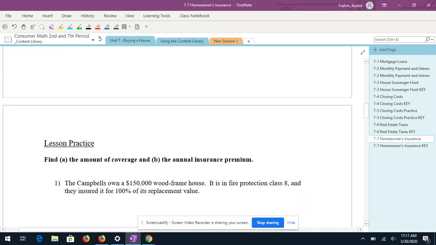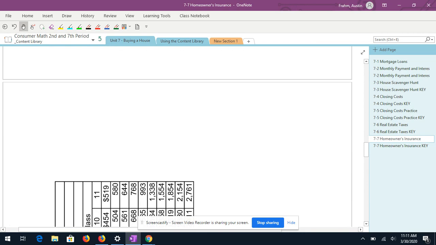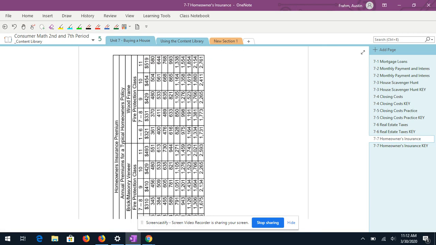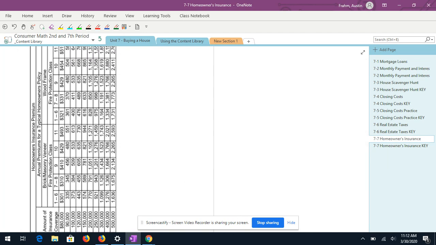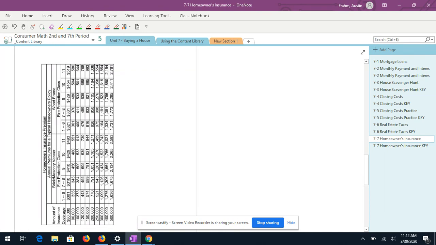So now step 2, we need to find the annual premium. And to do that, we have a new table to use. Now I apologize, the table unfortunately is sideways and I couldn't get it flipped, so you're going to have to kind of turn your head. But if you look, there's 3 things we need to know in order to find our annual premium. We need to know the amount of insurance coverage, which is what we actually just calculated. We need to know what type of home it is. Is it a brick home or is it a wood home? And then we also need to know the fire protection class number.